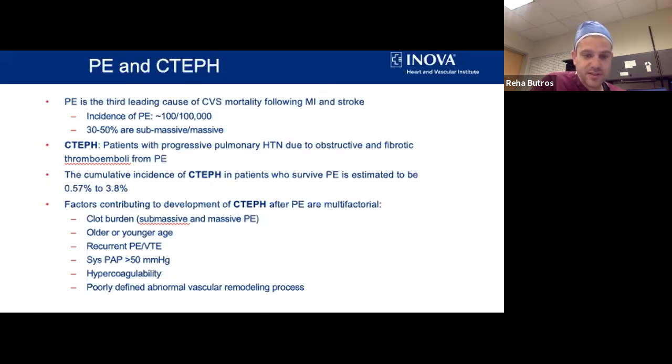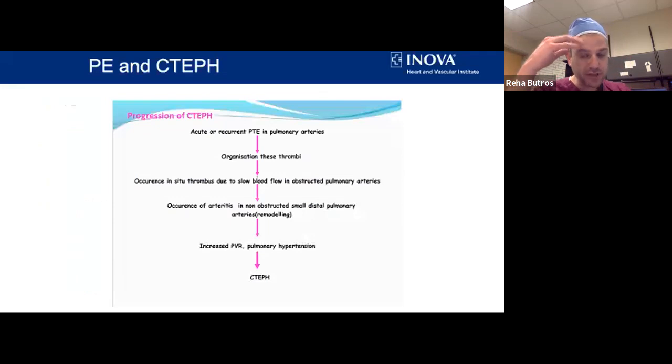But CTEPH is a very complex multifactorial disease. Some of it is related to the clot burden, but a lot of it is related to the inflammation and abnormal fibrinolysis. Not everyone who has a lot of clot or submassive or massive PE develops CTEPH, so there's a big component of small vessel disease and abnormal fibrinolysis in these patients. It happens because of incomplete resolution of the clot in the lungs, and the pulmonary arteries over time have a lot of inflammation. It causes scarring and fibrosis and narrowing, and that leads to pulmonary hypertension. So this is a natural progression of CTEPH.